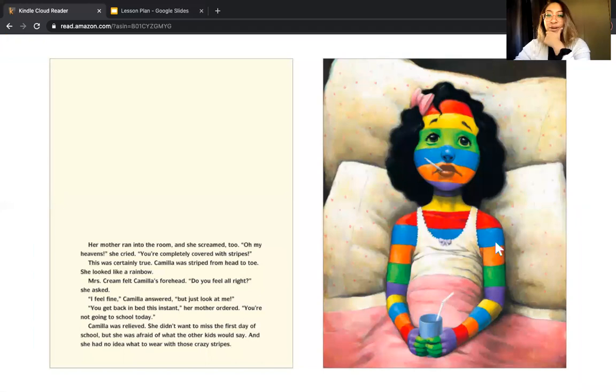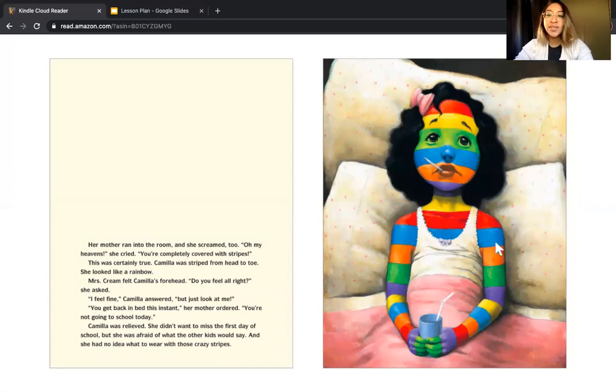Okay, let's see who can. Oh, that was quick, quick, quick. Yes, so we notice a change in Camila. I see lots of you saying she has stripes. She has tons and tons of stripes, different colored stripes. Great job. What else do we see about Camila in this image? What can we infer is happening here? Jacob, she's sick. That's right.